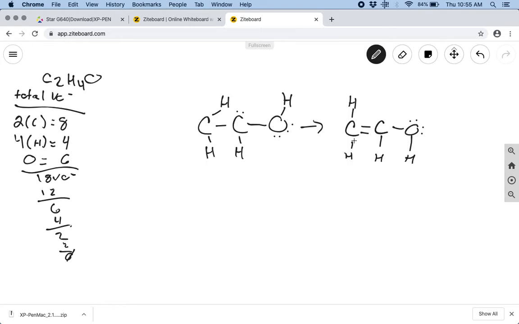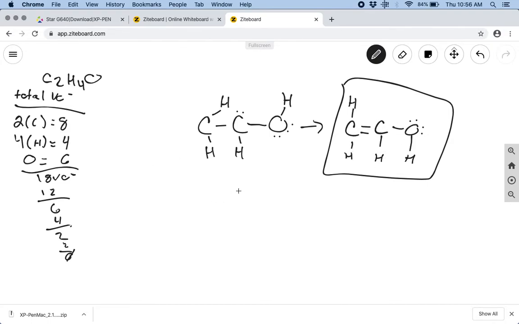We want to look at the general bonding motifs. We see that carbon has 4 bonds and no lone pairs here. This carbon has 4 bonds and no lone pairs here, and we know that oxygens like to have 2 bonds and 2 lone pairs, so we're doing pretty good. Let's double check our total number of valence shell electrons, that we haven't drawn too many. I count 2, 4, 6, 8, 10, 12, 14, 16, 18. So overall, this looks like a very reasonable structure for C2H4O.